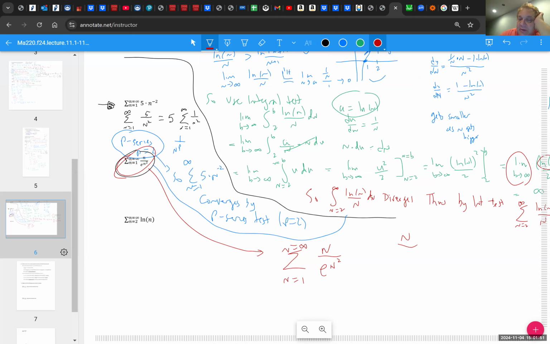n is a positive number, e is a positive number, n squared is a positive number, e to the n squared is a positive number. These are all positive numbers. They're all positive for n at least as big as 1. And we can also show that this thing gets smaller. We can show that by using a limit. I'll do that this time.